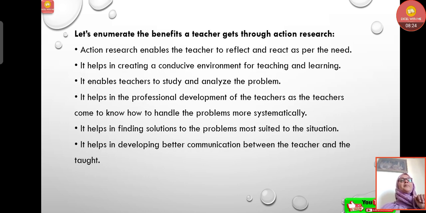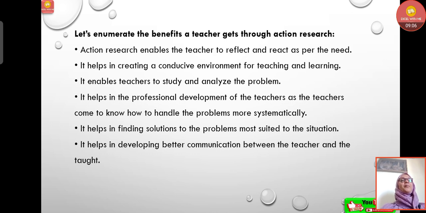Now, let's enumerate the benefits a teacher gets through action research quickly. Action research enables the teacher to reflect and react as per the need. Obviously, it helps in creating a conducive environment for teaching and learning. It enables teachers to study and analyze the problem. It helps in the professional development. Very important point, this professional development of teachers, as the teachers come to know how to handle the problems more systematically. It helps in finding solution to the problems most suited to the situation. It helps in developing better communication between the teacher and the taught.